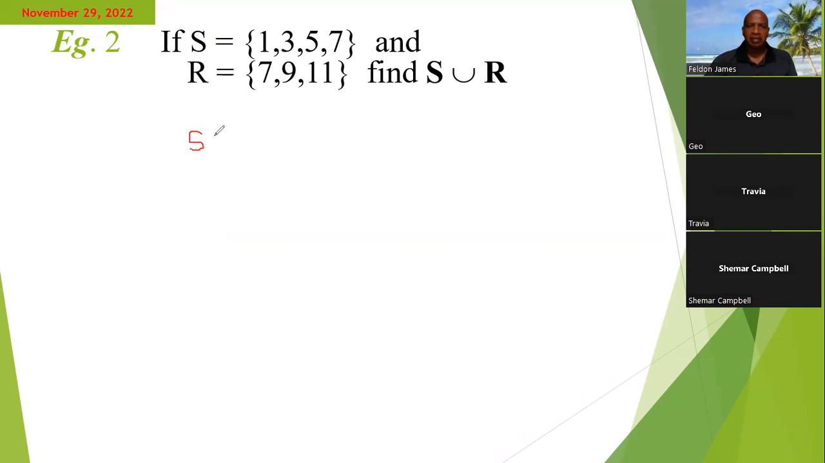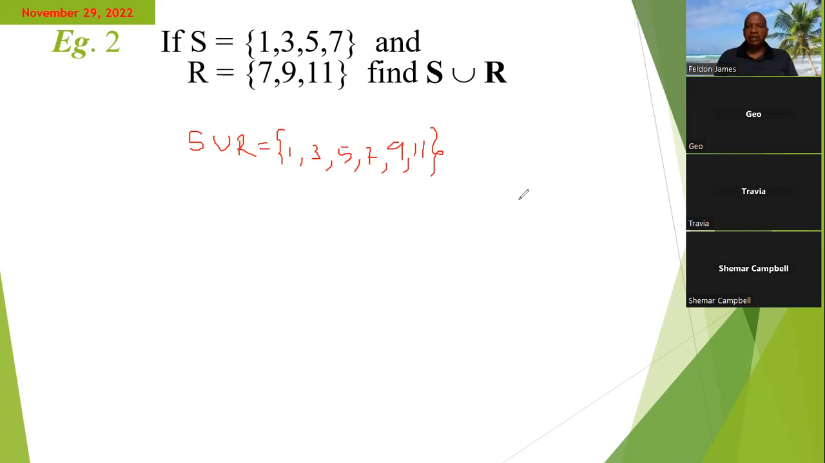So S union R is equal to the set of 1, 3, 5, 7, 9, 11. Now, what you notice here, even though the 7 occurs in both sets, in the union, we only count it once, right? Because it's the same 7 that is in R. Is that clear, guys? So that's what you would get for the listing.